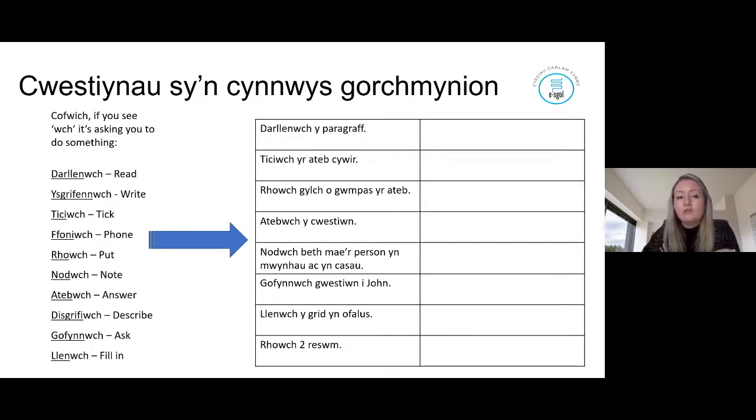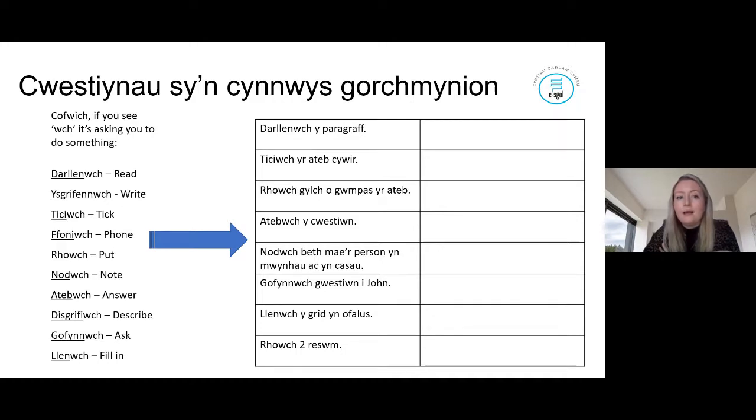So what I've done on the left-hand side is I've written some commands that could come up in questions. So for example, darllenwch is to read, and the stem there underlined is darllen. Ysgrifennwch, to write. Ticiwch, ffoniwch. Roch is to put, so put or give a reason. Okay. Nodwch, note. Atebwch, to answer. Disgrifiwch, to describe. Gofynnwch, to ask. And llenwch, to fill in. So if they say llenwch a table, they want you to fill in the table.